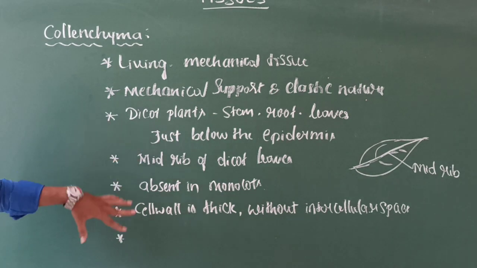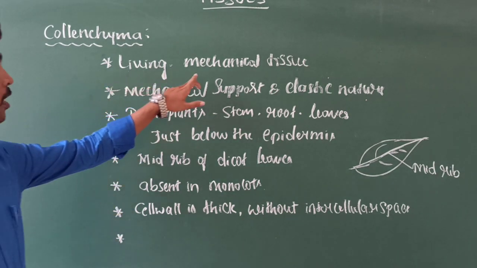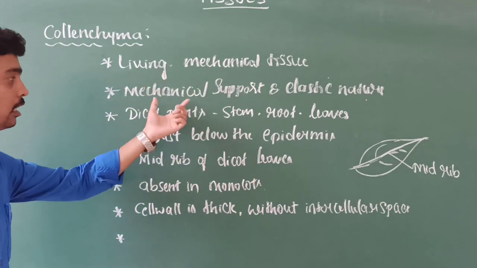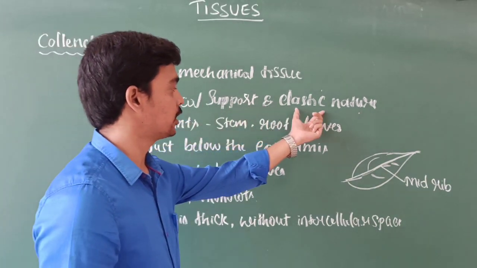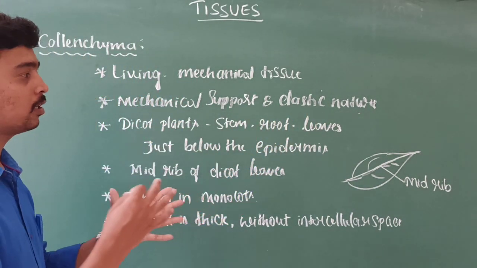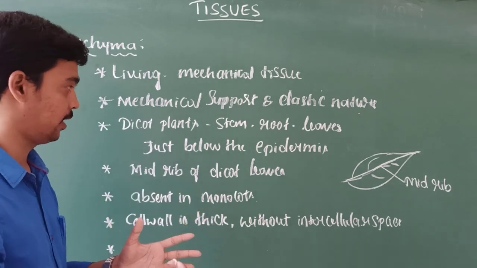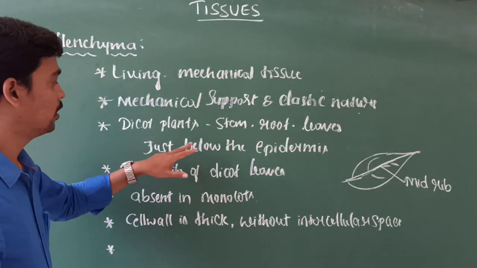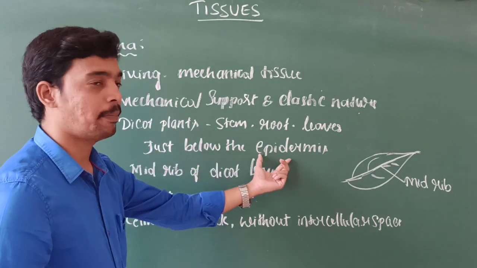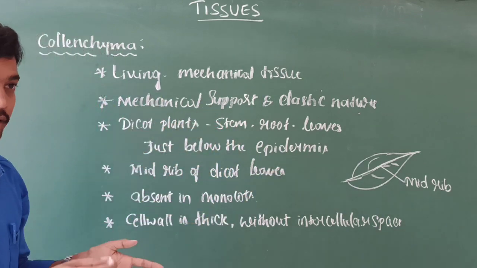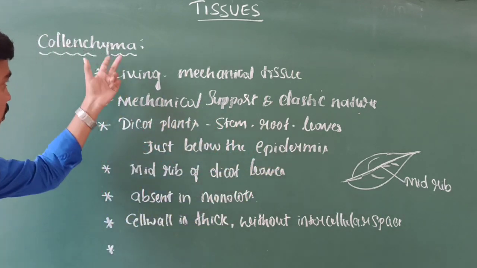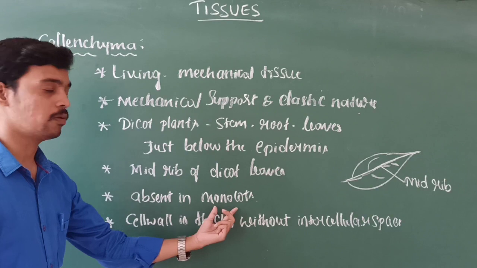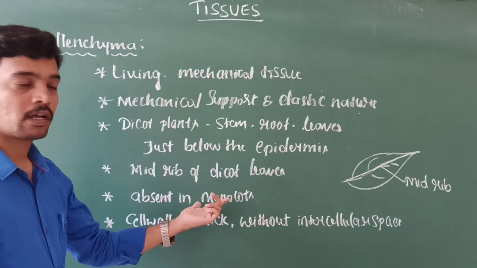And this is regarding the collenchyma tissue. It is living in nature. It is also called mechanical tissue, mechanical living tissue. Why is it called mechanical tissue? It provides support and elastic nature to the plant body. Elastic nature means it causes the bending of the plant body without breaking. It is present especially in dicot plants, in stem, root, and leaves, just below the epidermis. Epidermis means the outer layer. Just below the outer layer, collenchyma is present. And in the midrib of the dicot leaves it is present, and it is absent in monocot leaves, stem, root, etc.